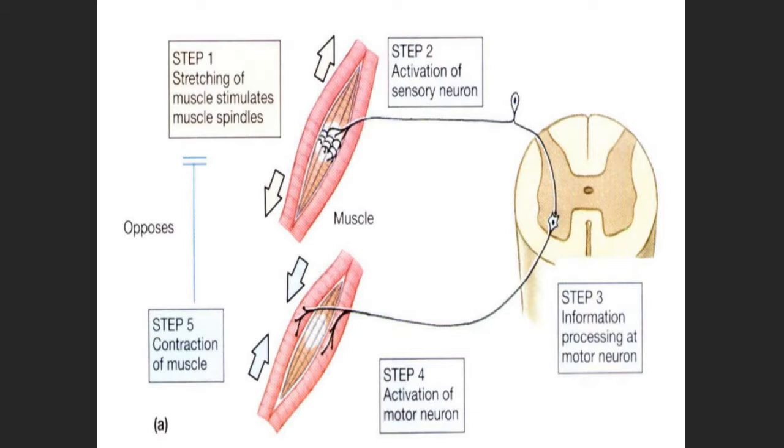So here we have an example of a muscle being stretched, and that stimulates the muscle spindles. That's then going to have an effect in the spinal cord. Now, depending on what's going on, this might be dealt with at spinal cord level, or it might actually go up all the way to the brain if there's a threat. So the information is processed as a motor nerve.